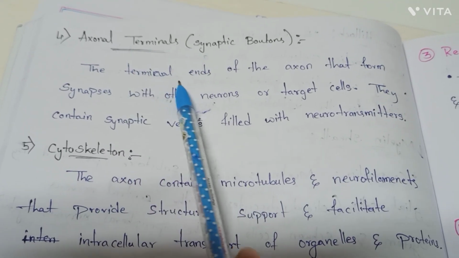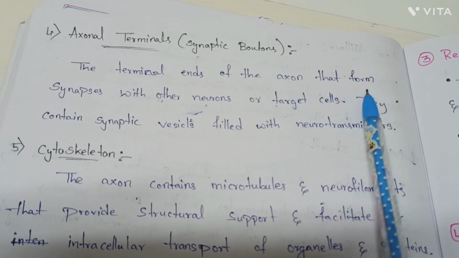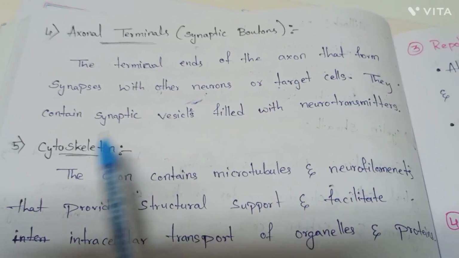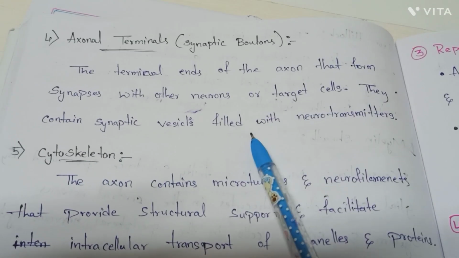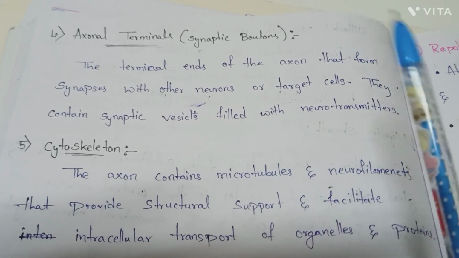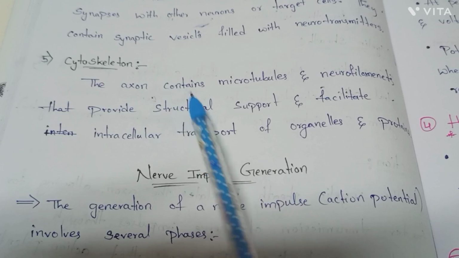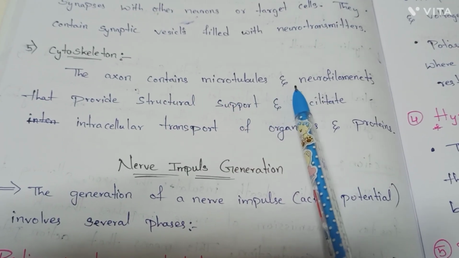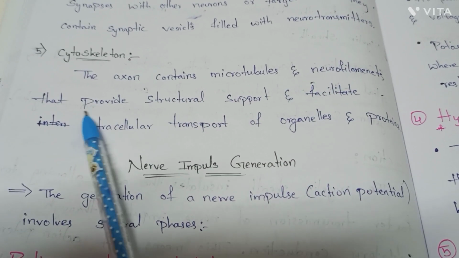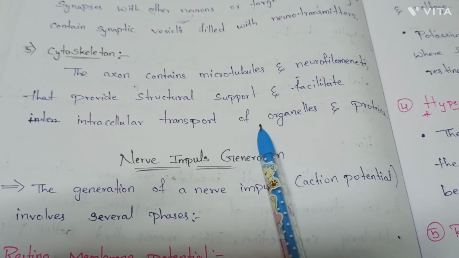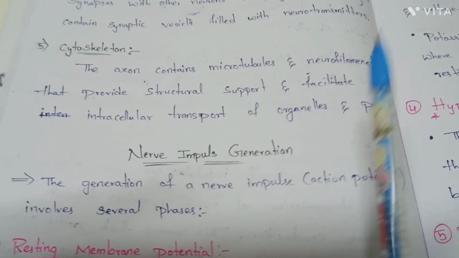Axonal terminals. The terminal ends of the axon that form synapses with other neurons or target cells. They contain synaptic vesicles filled with neurotransmitters. Cytoskeleton. The axon contains microtubules and neurofilaments that provide structural support and facilitate intracellular transport of the organelles and proteins.